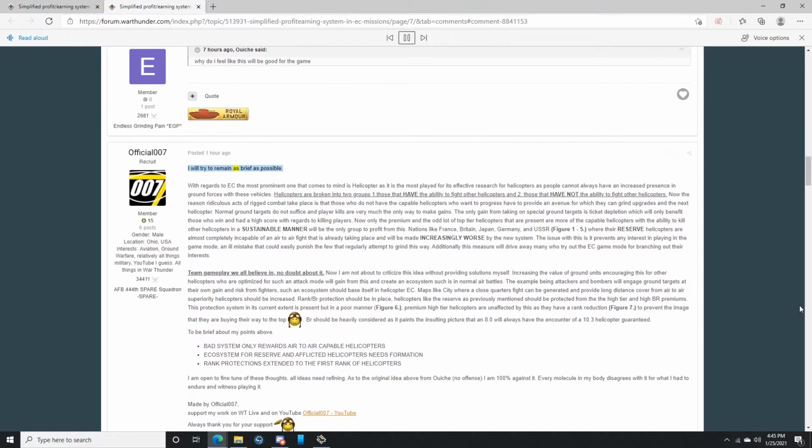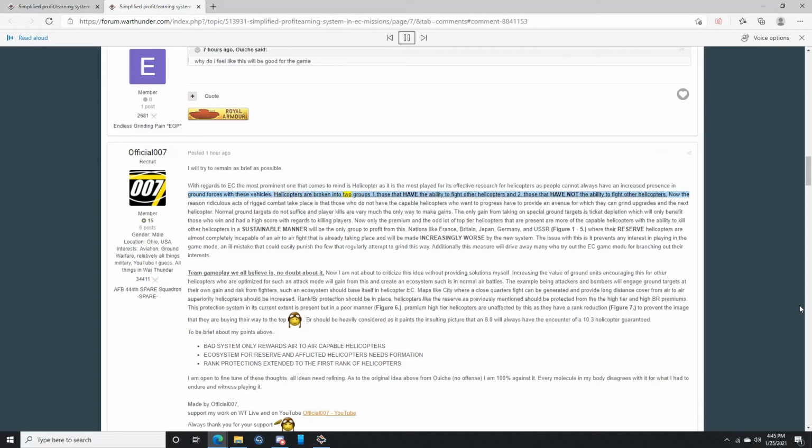I will try to remain as brief as possible. With regards to EC, the most prominent one that comes to mind is Helicopter, as it is the most played for its effective research for helicopters, as people cannot always have an increased presence in ground forces with these vehicles.